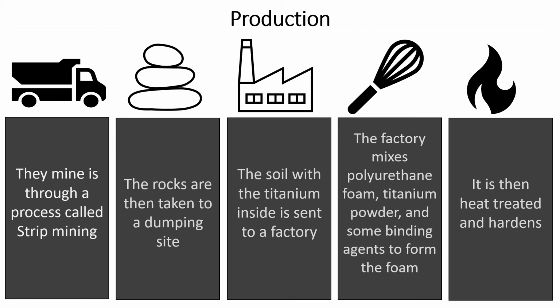When it arrives at the factories, they mix the titanium powder with polyurethane foam and a variety of binding agents. The foam is then saturated with this mixture. When this happens, the powder attaches itself to the polyurethane matrix, and then it is vaporized away. The final step is to heat treat the foam to harden the latex. Now you have titanium foam.